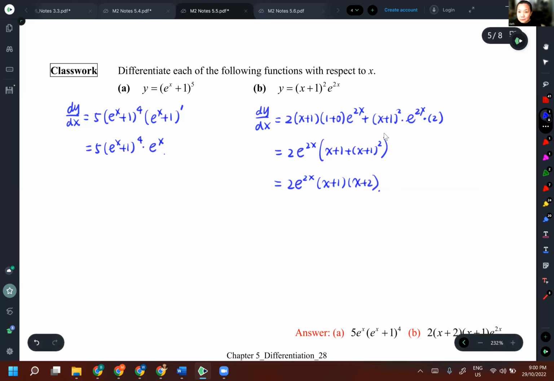Okay. Now pay attention because you're new to this. For part A, I still show you the chain rule. For part B, I didn't show you the chain rule, but you can see the trace of it. Because I did 2u times du dx. There is 1 plus 0 there. It's very subtle there.